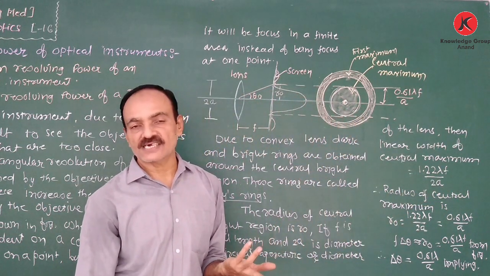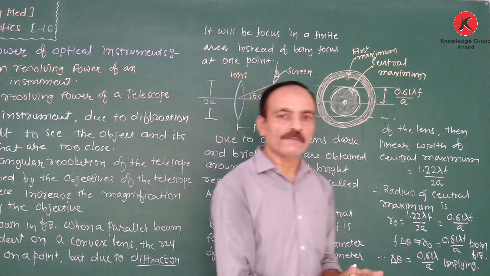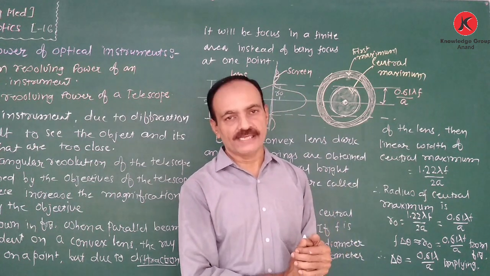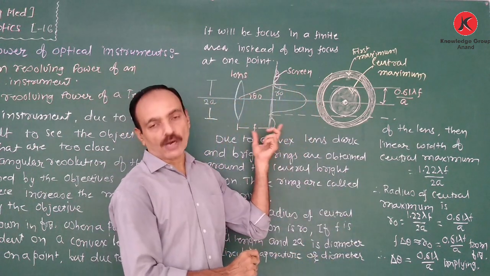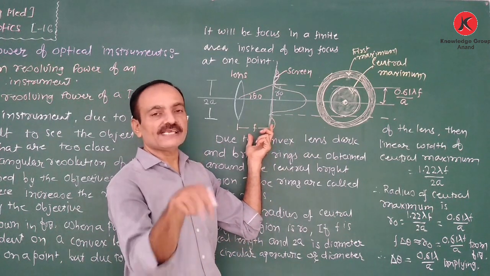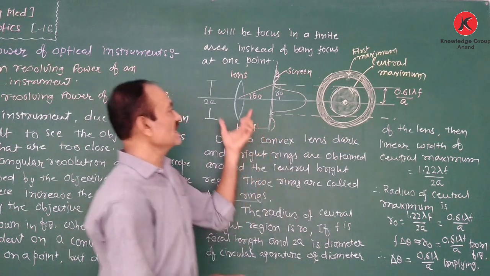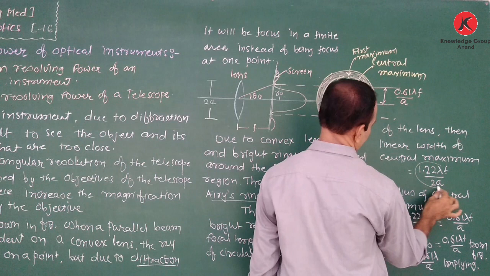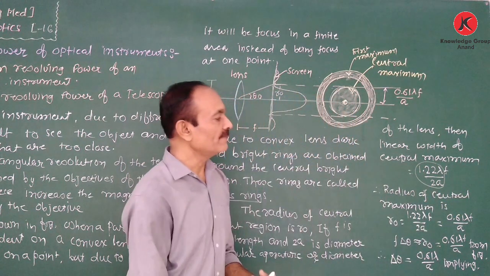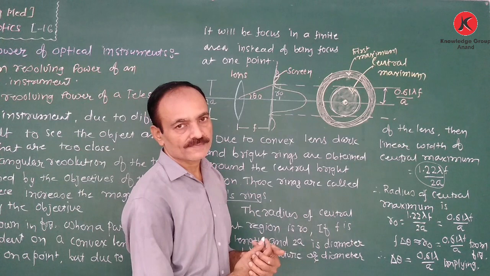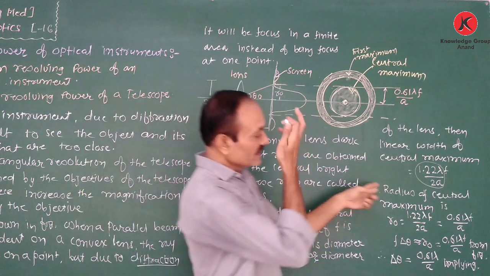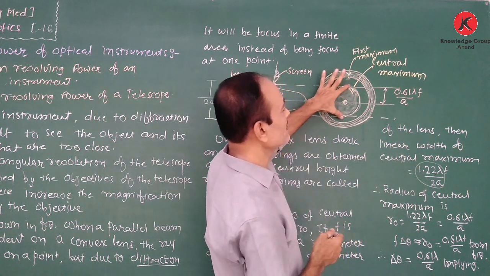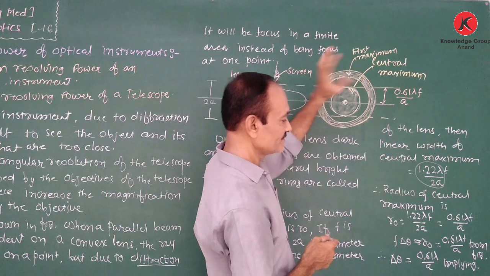Already in the last lecture we discussed that the linear width of a central maximum is equal to the angular width into capital D. Capital D is the distance of the slit and screen. Here the distance between the lens and screen is F. So this part is the angular width, 1.22 lambda upon 2 into F. Therefore, radius of central maximum. So this distance is the width of a bright ring.